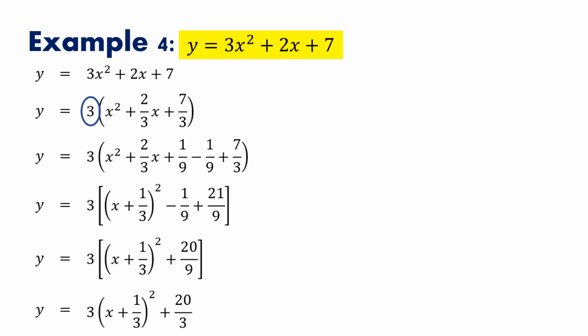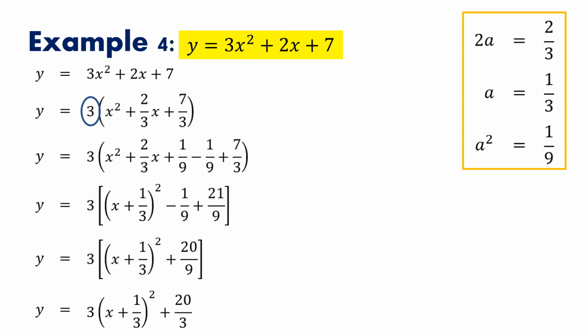First, factor out the 3 from the entire polynomial so that we can emulate an expression in the form that we used to. We get y equals 3 times the quantity x squared plus 2 over 3x plus 7 over 3. Now, we treat the expression inside the grouping symbol the way we used to when completing the squares. Note that 2a is equal to 2/3. a is equal to 1/3. a squared is equal to 1 over 9.